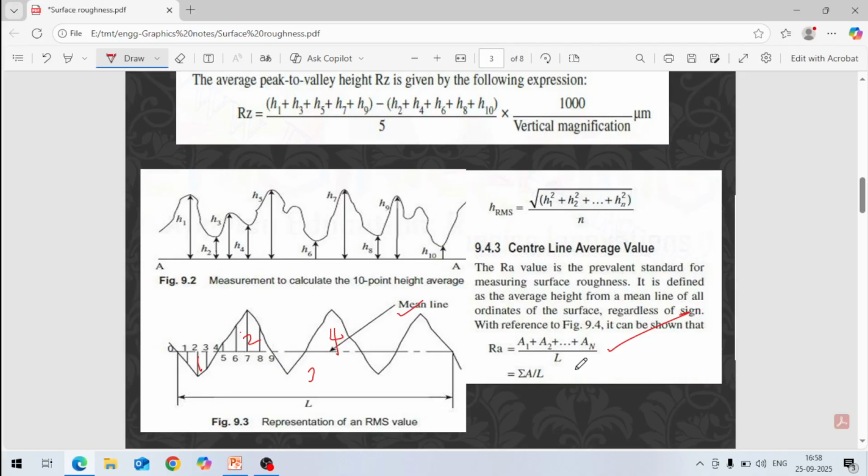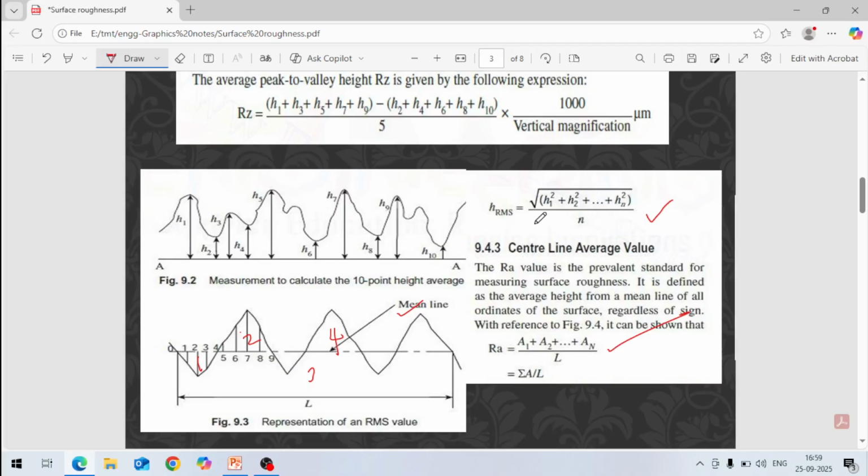One more formula is there: H1, H2, H3 up to Hn divided by N, where N means total number of lines. That way also you can calculate the RA value. So this is the RA value, average roughness. In the same figure, the RMS value is also there, root mean square. How do we calculate root mean square? The formula is H1 square plus H2 square plus H3 square up to Hn square, divided by N, all under root.